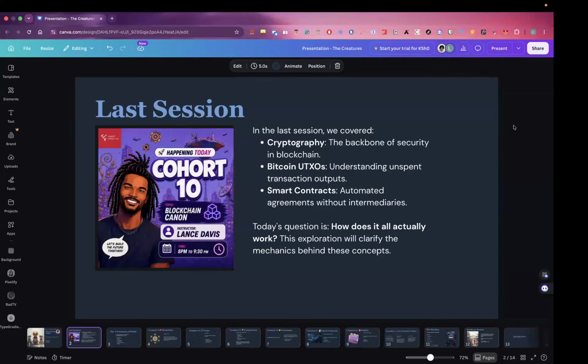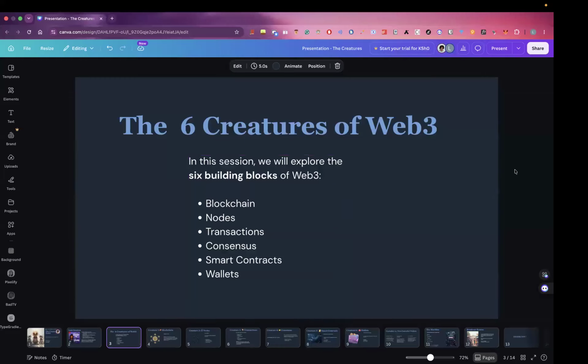If you are interacting with all this information for the first time, you might feel like you're drinking from the fire hose. It's a lot of new information, and you don't know how to contextualize it. Don't worry, that's very normal. If you keep attending the sessions, we'll be able to connect all this information together, just like we're doing today. Today we're looking at six building blocks of Web3: blockchain, nodes, transactions, consensus, smart contracts, and wallets. All of these are very fundamental to the functioning of Web3 as we know it.